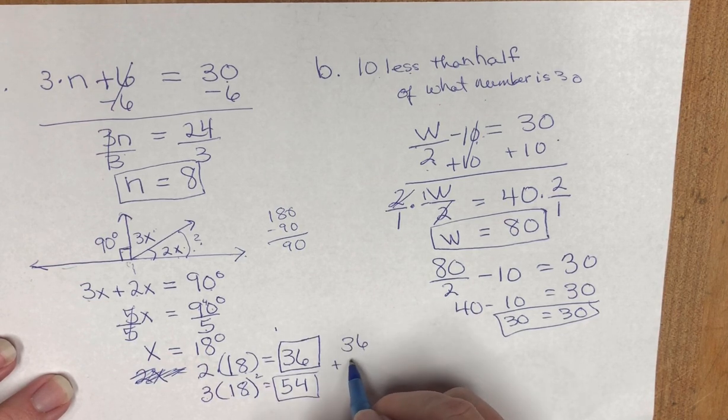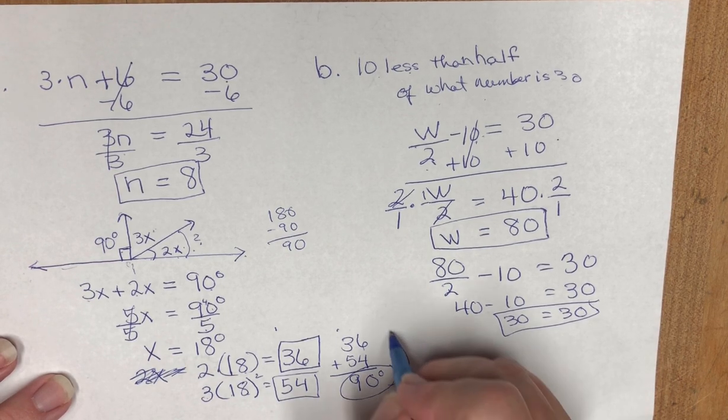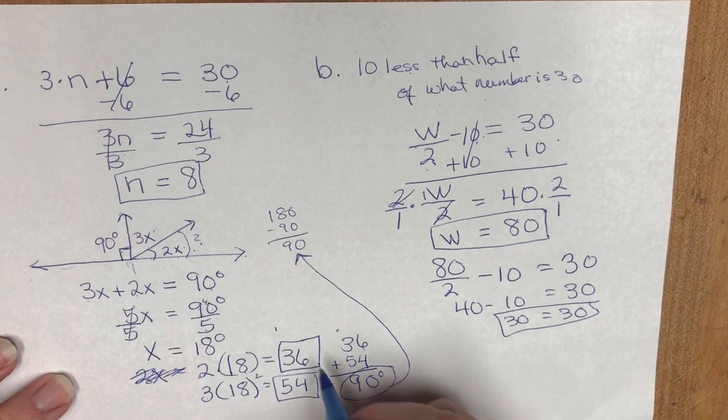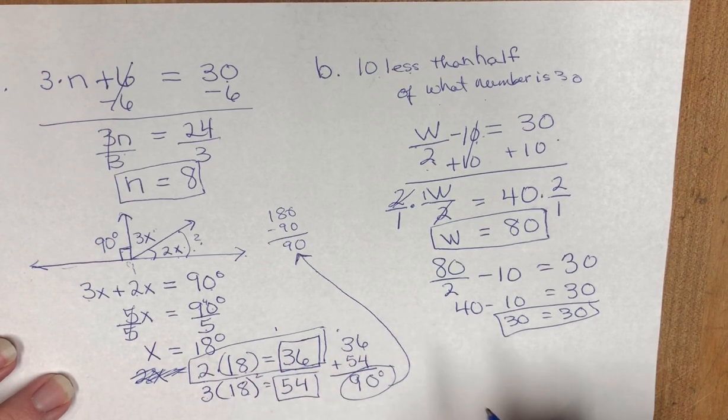So 36 plus 54, let's add it together and see. 6 and 4 is 10. 3 and 5 is 8, plus 1 is 9. It came up with 90 degrees, so we know we have the right answer. Our right answer is right here. 2 times 18 is 36.